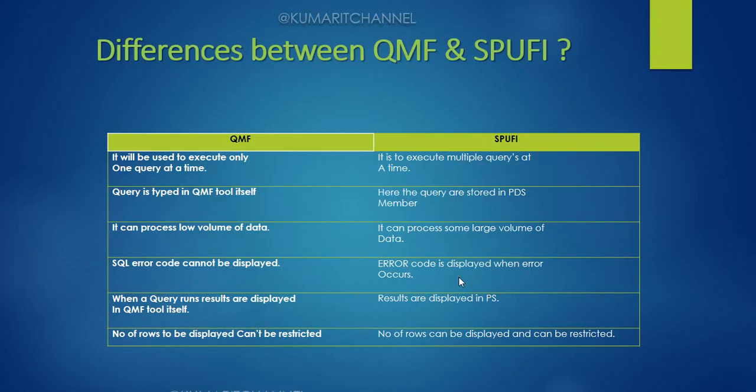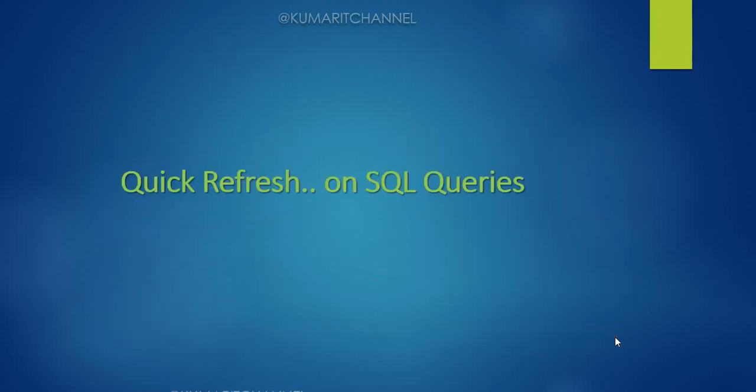Most programmers, when they try to debug if there is any issue, use SPUFI and then try to resolve it, or there may be other third-party tools that can also be used, but these are the commonly used ones. When a query runs, the results are displayed in the QMF tool itself, whereas in SPUFI the results are displayed in a physical sequential file. In QMF the number of rows displayed can't be restricted, whereas here it can be restricted. Okay, so that's about the tools.